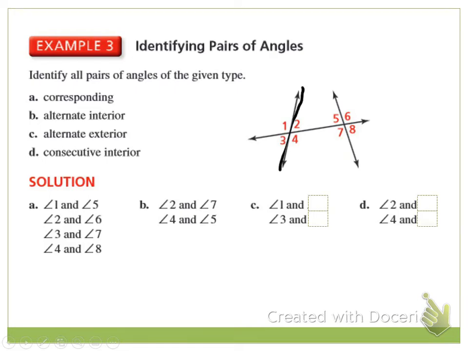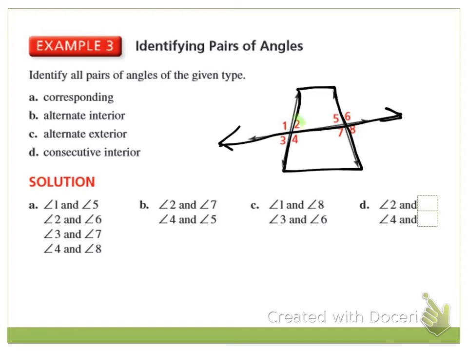Alternate exterior. So again, you want outside the double lines. So 1 is on the outside, 1 and 8. And then 3 and 6. 1 and 8, 3 and 6. Then last, consecutive interior. So you want them on the inside of the double lines and on the same side of the transversal. So 2 and 5. 2 and 5 are on the top of the transversal, and then that would be 4 and 7 on the bottom.